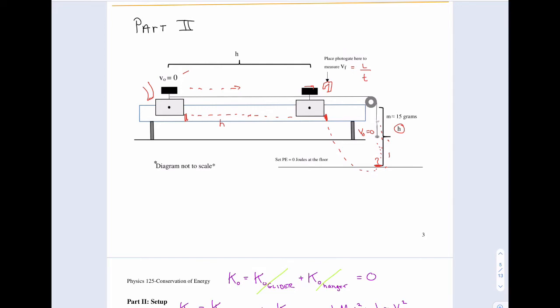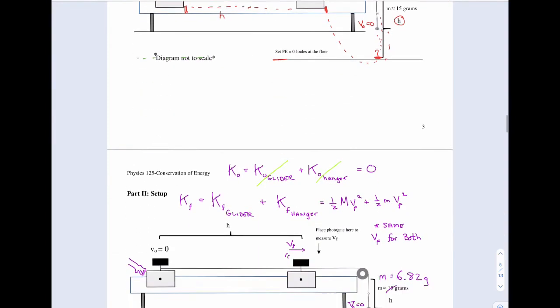In this case, I'm setting potential energy equals 0 on the floor. Now I'm also going to put a reference point here, and I'm going to say potential energy equals 0 joules at that height for the glider. The glider is not moving up and down, so I don't need to count its potential energy from the table. I'm choosing another reference point for the glider because its potential energy doesn't change.